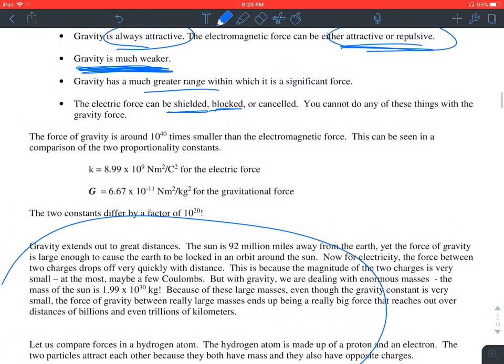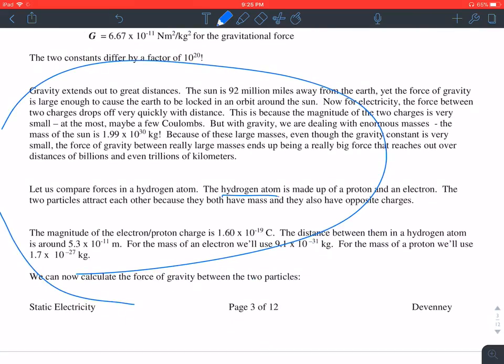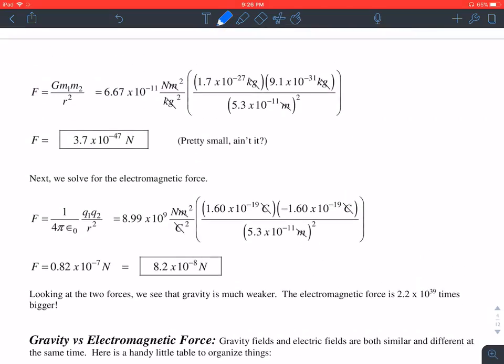but I'm just going to prove to you real quick that gravity is much weaker by looking at a hydrogen atom that's made up of a proton in the nucleus and one electron in its electron cloud. So this math here goes through and shows you that if you take the mass of a proton and the mass of an electron and the distance that separates them, this is the force of attraction between that electron and proton. You can see it's pretty small.